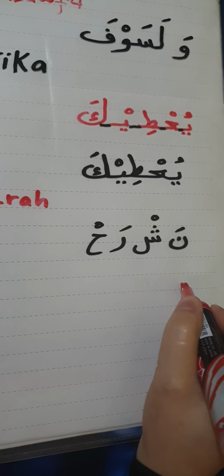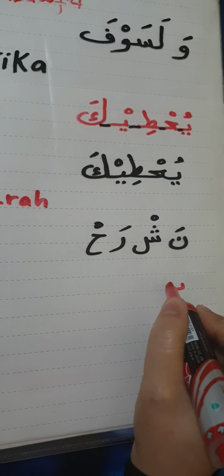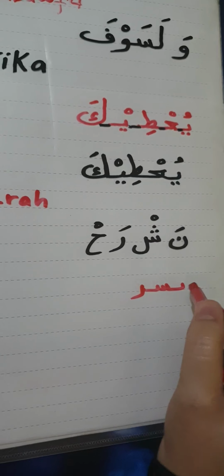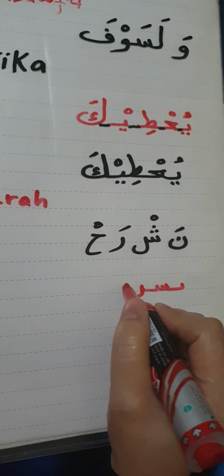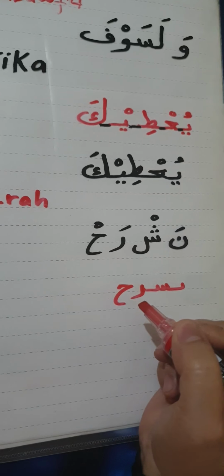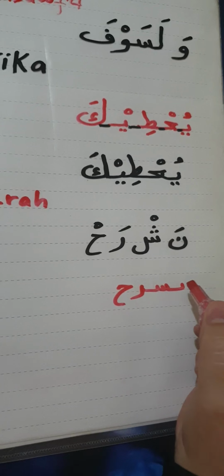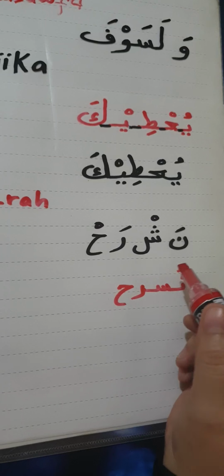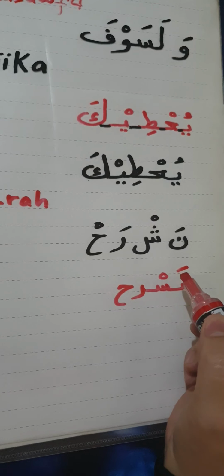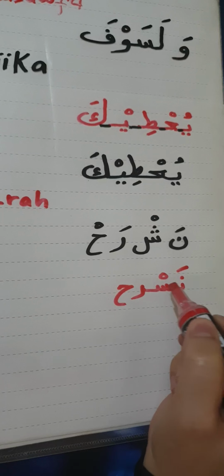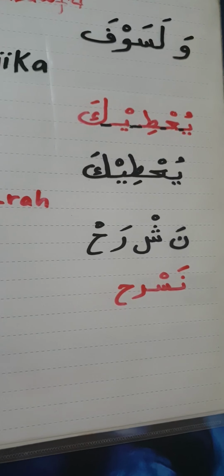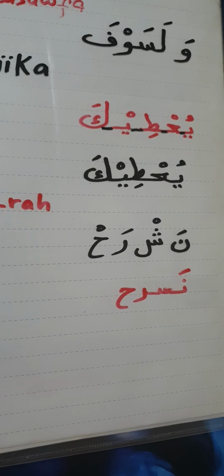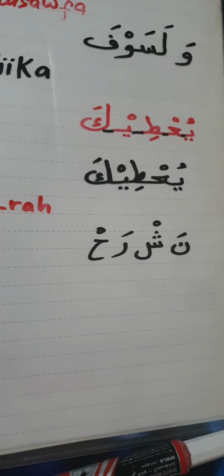So noon, and then the sheen, and then the ra, and then the ha is alone. So the noon, one dot on top, and fatha on top, and then the sin with the sukoon, and this is nash. Sorry, this is not the sin, this is sheen, because we said nash. Okay, we're going to do it again together.